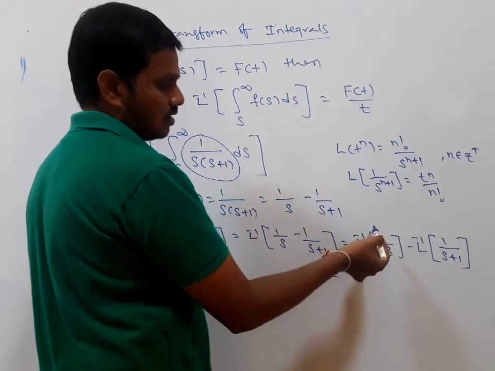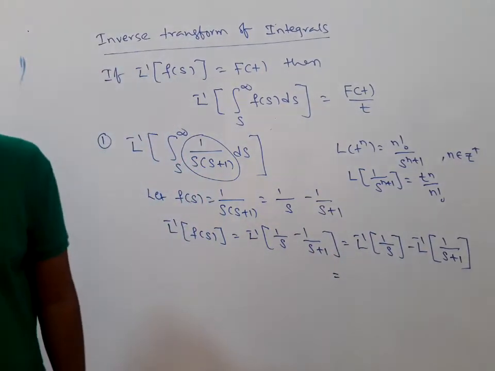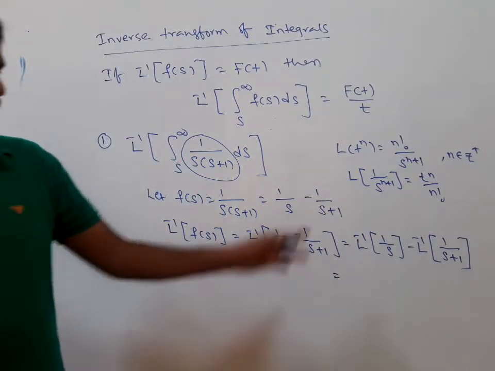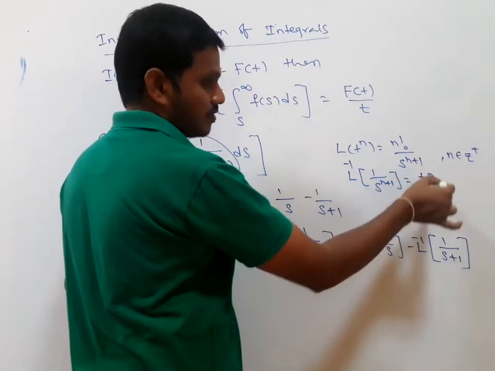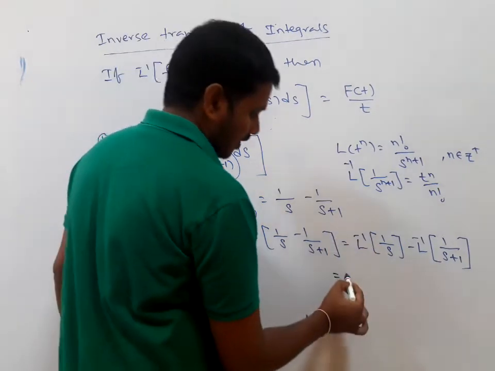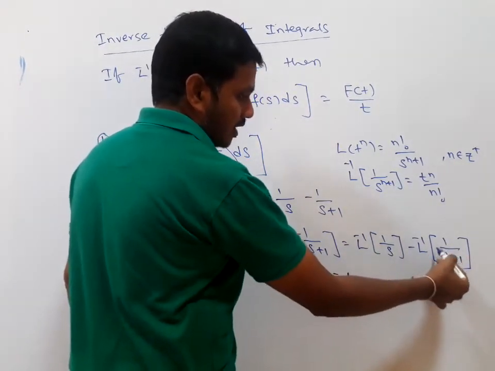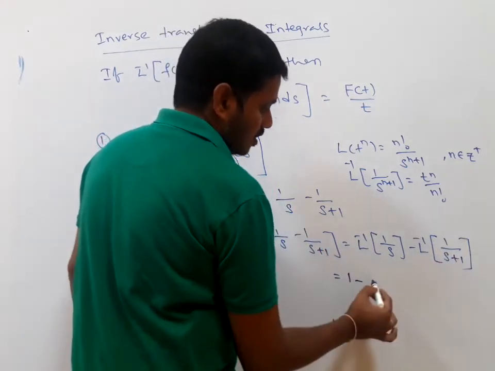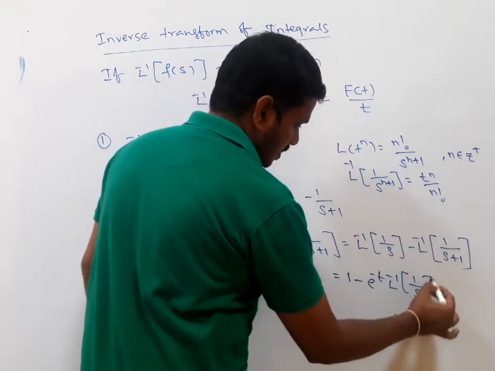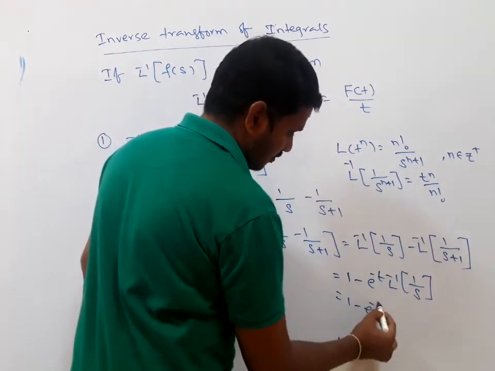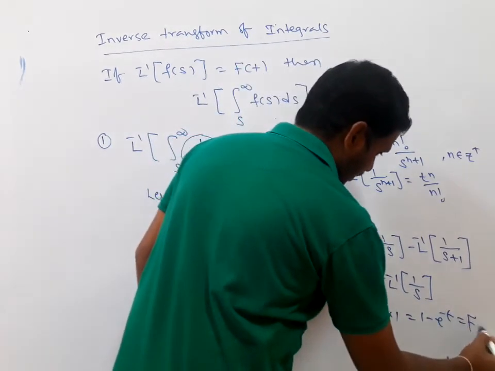Sorry, t to the power of 0 is 1, no? Yes, t to the power of 0 divided by 0 factorial is nothing but 1. Minus, let's apply the first shifting theorem. Here instead of s, s plus 1 is there. So we can write e to the power of minus t into L inverse of 1 by s. So this is 1 minus e to the power of minus t into 1, which is 1 minus e to the power of minus t, that is our f of t.